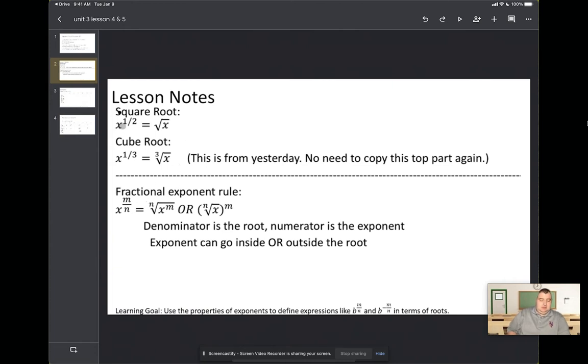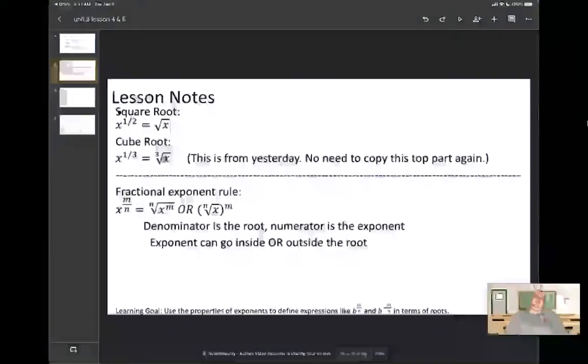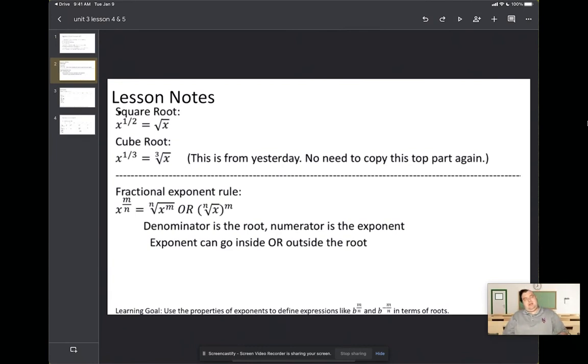If I have a power of 1/2, that is the same as square rooting. A power of 1/3 is the same as cube rooting. A power of 1/4 is the same as fourth rooting, so on and so forth.